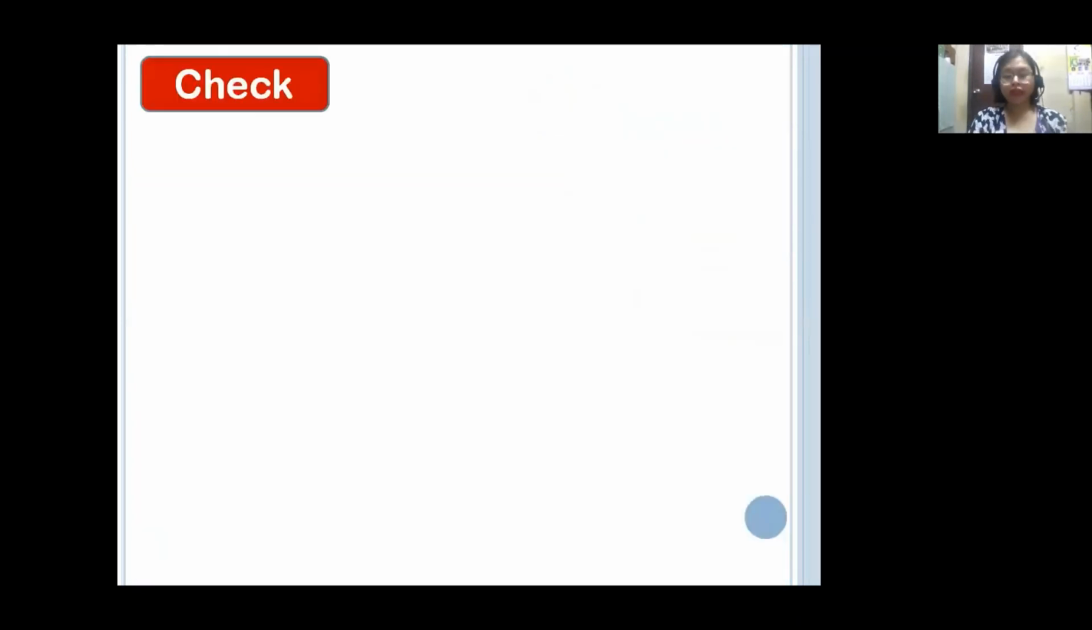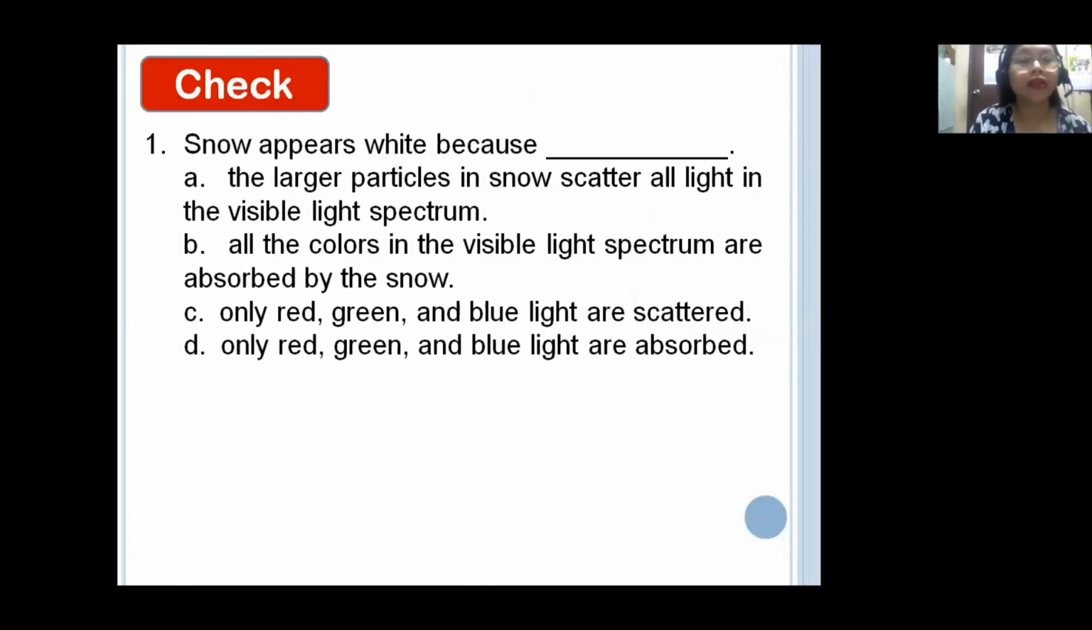Alright, so let's check your understanding. Let's see if you have learned something from this. Okay, snow appears white because A, the larger particles in snow scatter all light in the visible light spectrum. B, all the colors in the visible light spectrum are absorbed by the snow. C, only red, green, and blue light are scattered. D, only red, green, and blue light are absorbed. Okay, the answer there is similar to the explanation why clouds are white. That is letter A.